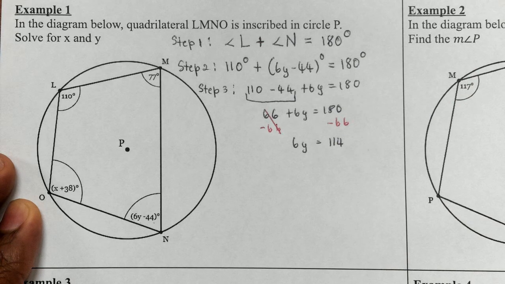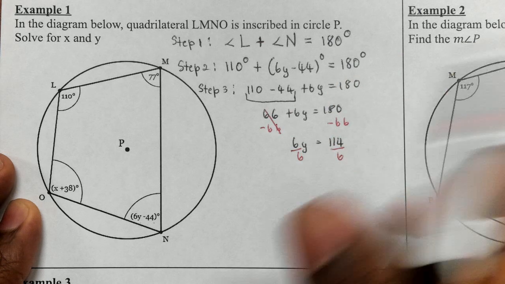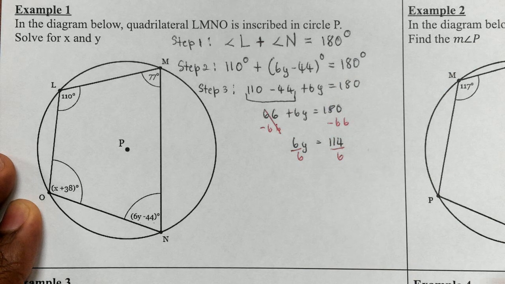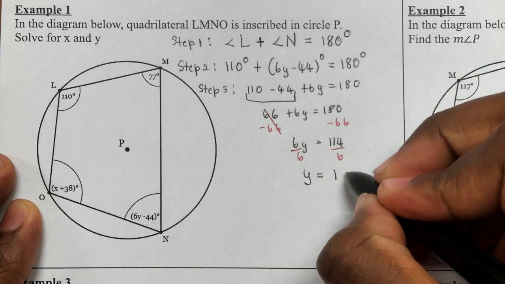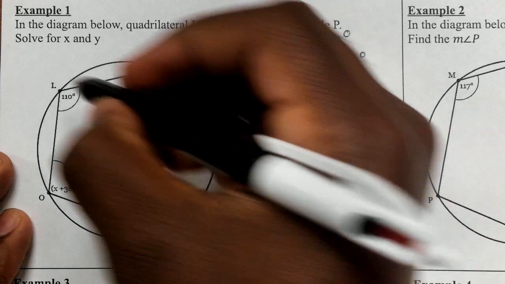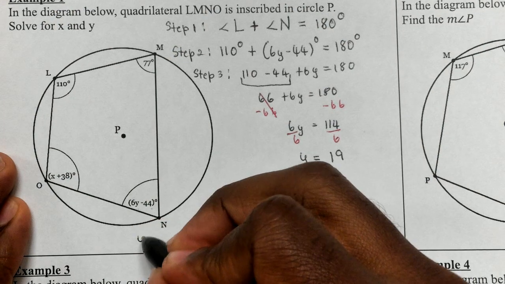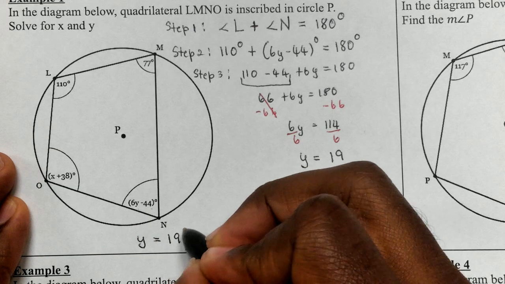Then I would solve for y by dividing both sides by 6, because again, to undo the multiplication, you would divide. So 114 divided by 6 would be 19. So the value of y is 19. Y is equal to 19 degrees.